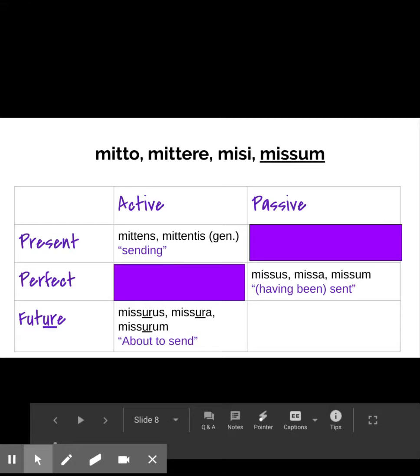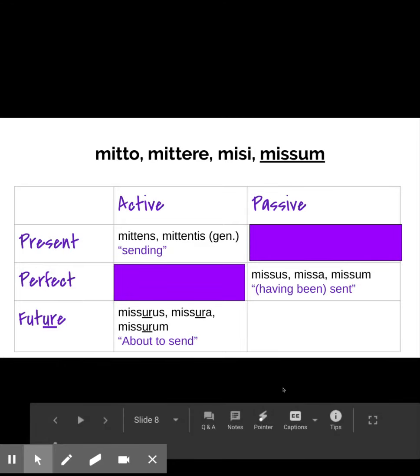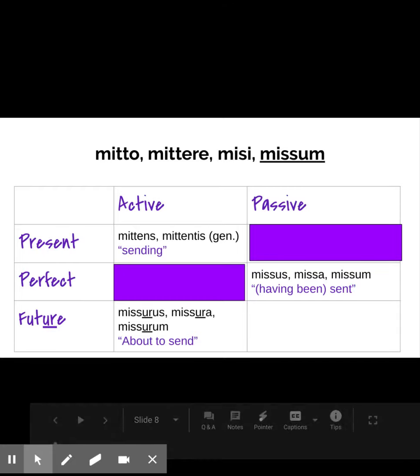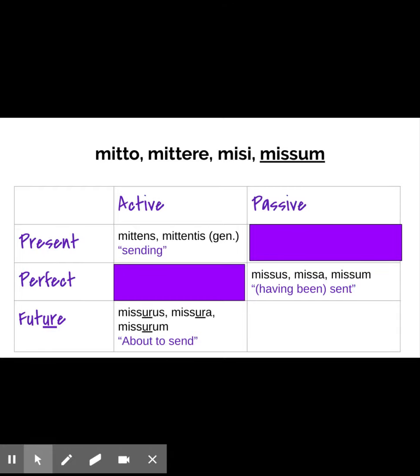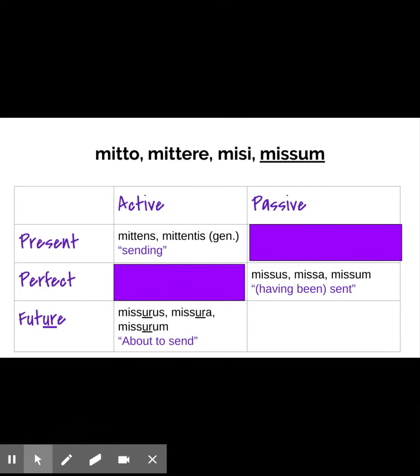Future active participles are made from the fourth principal part. The difference you see from the perfect passive is the UR before the endings. In fact, the word future itself is an old remnant of a future active participle, and that's why there's a UR in it. These verbal adjectives describe something that is going to happen. You will see this form in future active infinitives as well as periphrastics.